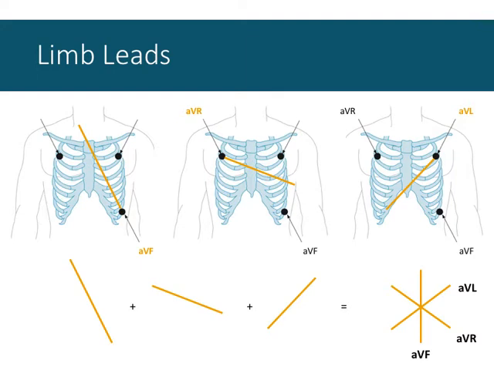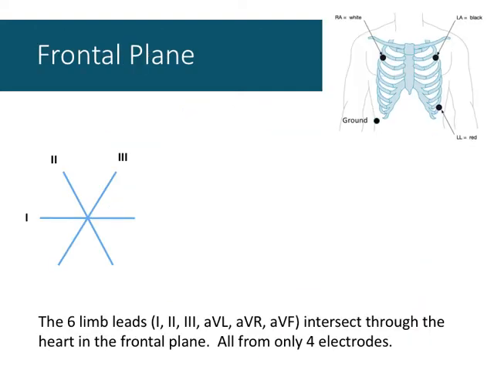Heart is ideally in the middle, and we can read it in these 3 slices. The 3 augmented voltage leads. Well, if we combine this information with the information we get directly from the point-to-point vectors, lead 1, lead 2, and lead 3, we get a pretty comprehensive view of the heart in the frontal plane.